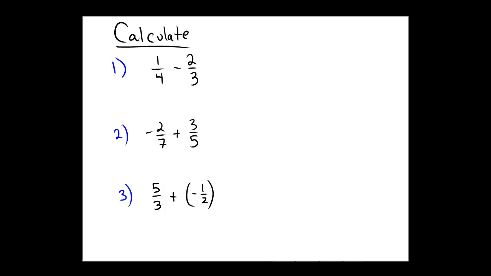For our first example, it's going to be the standard find the common denominator approach. So 4 and 3 are the two denominators, and I will introduce a 3 on the left and a 4 on the right. So this would become 3 times 1, which is 3, over 3 times 4, which is 12, minus 2 times 4, which is 8, over 3 times 4, which is 12.